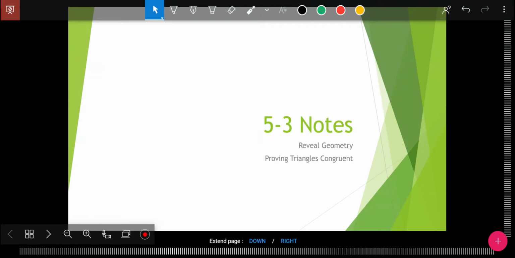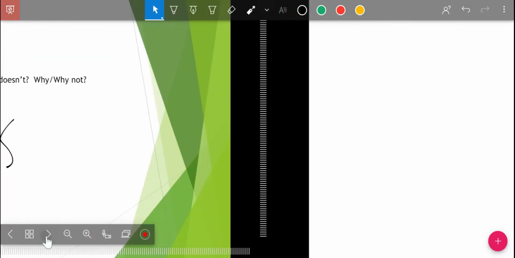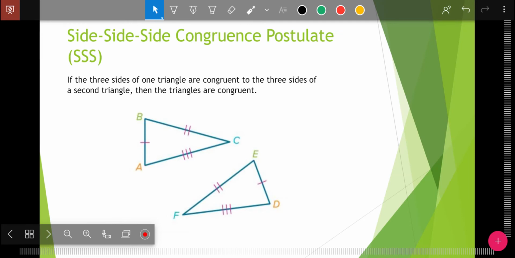All right, today's lesson is going to be on 5.3, proving triangles congruent. And this is the first lesson where we learn some of the shortcuts instead of having to prove all the parts. And I'll hopefully explain that here when we get to the first one.